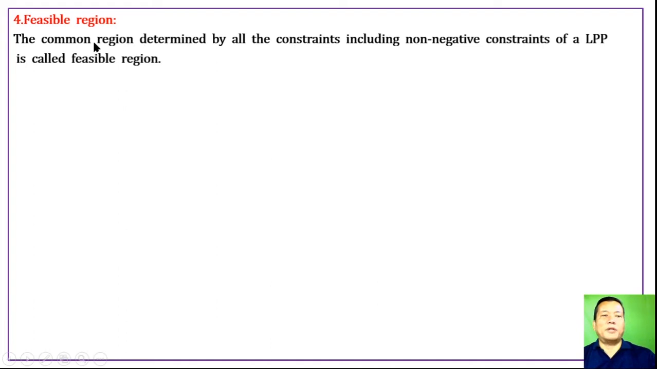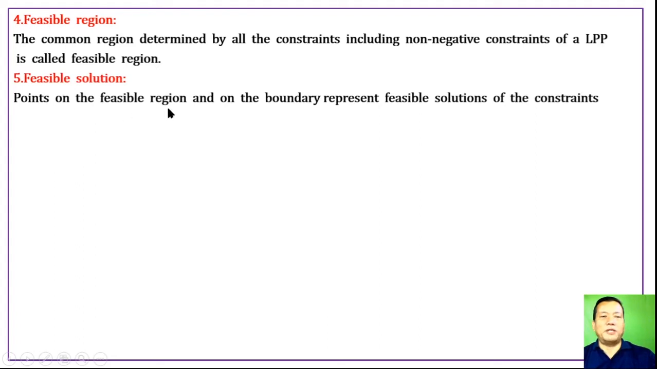Points on the feasible region and all the boundary represent feasible solutions of the constraints.